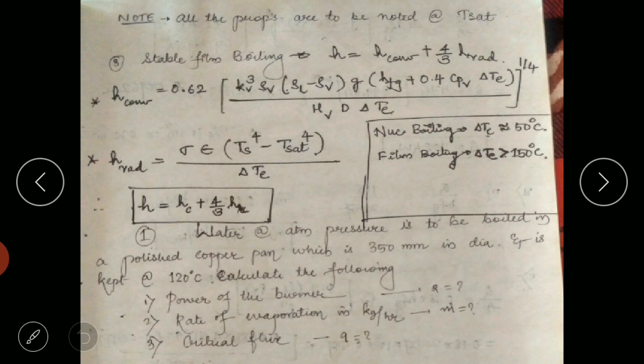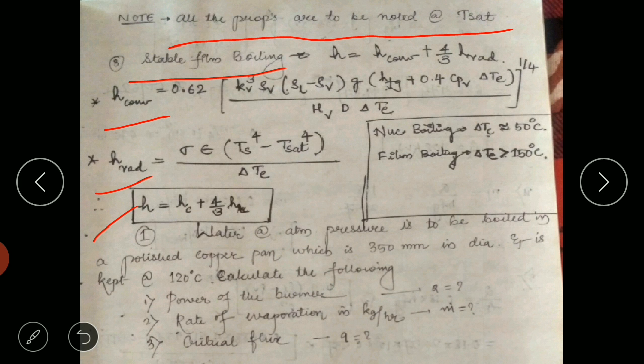Then this one is for stable film boiling. In case of stable film boiling, as the temperatures attained are very high, radiation will also come into picture. So we'll be calculating h convection, h radiation, then we'll be calculating the total heat transfer coefficient. Note that all the properties are to be taken at T saturation temperature. T saturation temperature will be for the corresponding pressure.